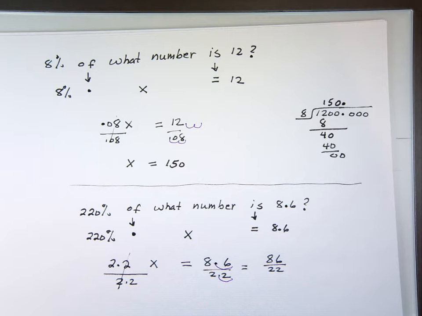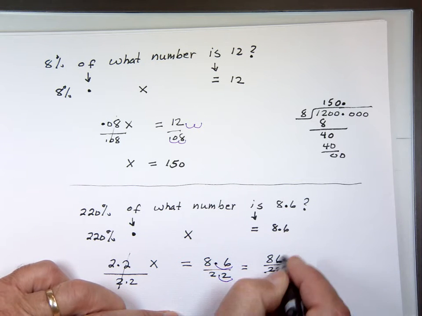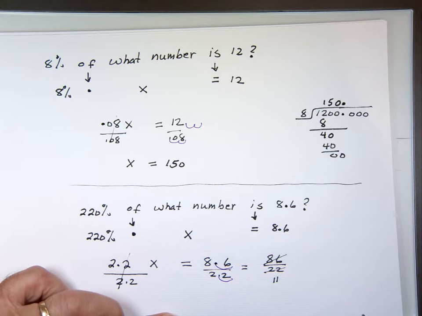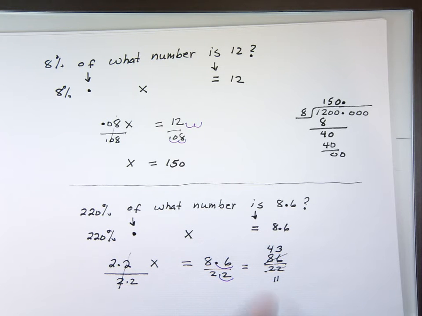If you want to simplify it, you can divide by 2. That's 11. This is what? Is that 43? The fact the bottom is 11, that's not going to end. It's going to go on and on forever. Yes.